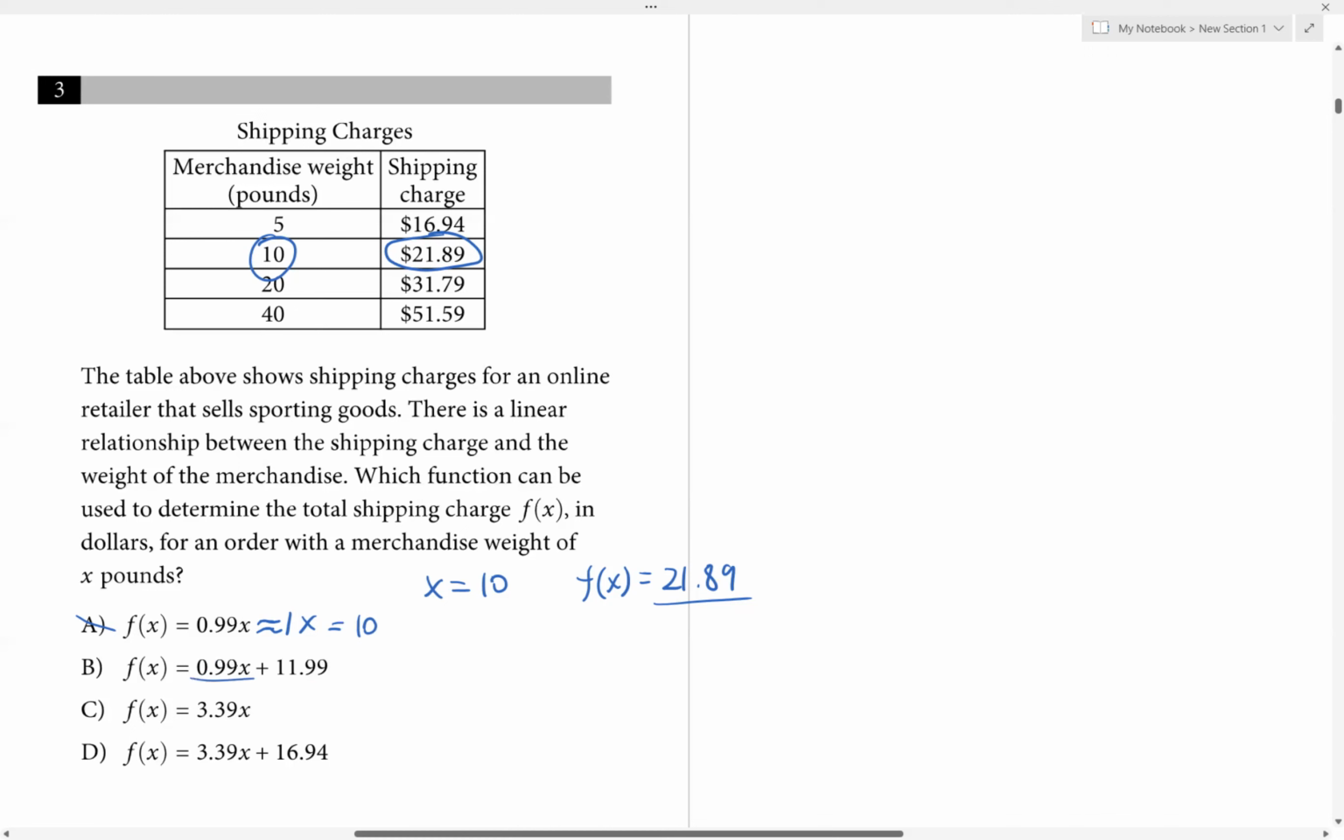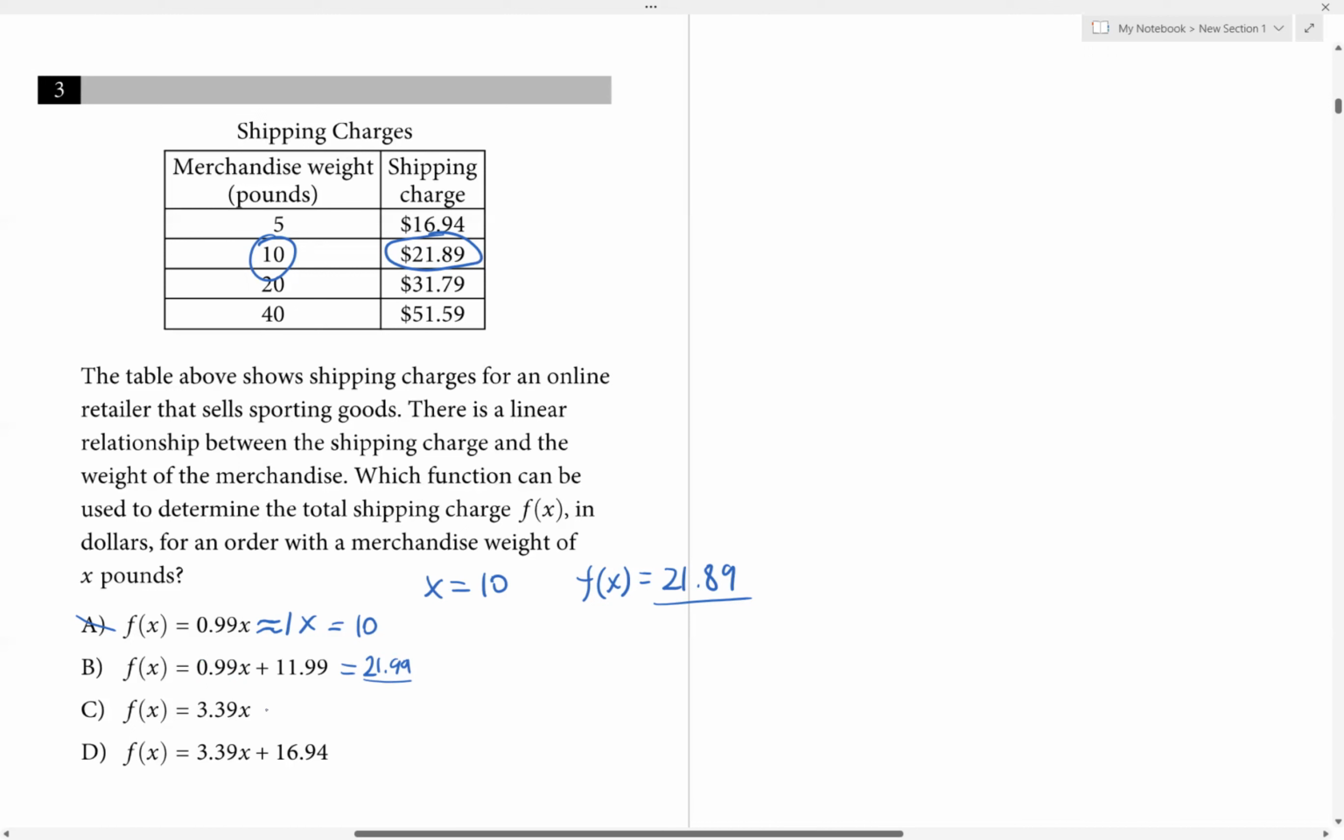Again, this is about 1x, so it'll be 10. 10 plus 20 plus 11.99 is about 21.99. You see it's very, very close, right? We want 21.89, and it might be a little bit off because we rounded this part. So B is likely the answer because it's essentially the same number, a little bit more because we rounded to 1. That's probably it.